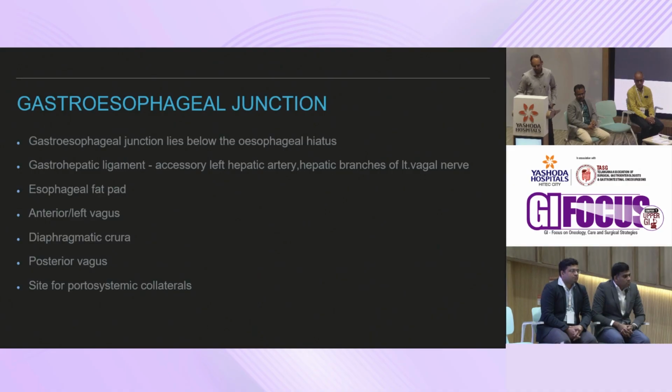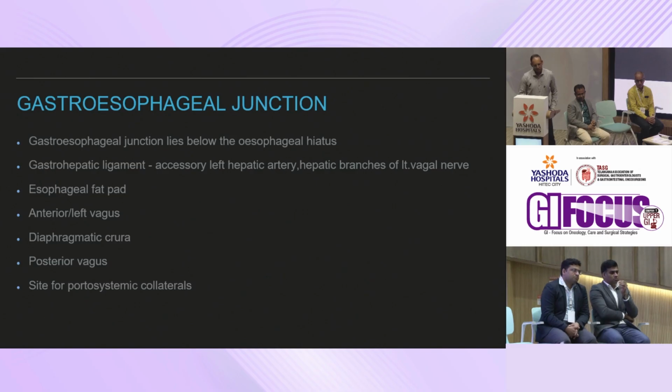So the GE junction, we know it lies at the hiatus. The main structure that we need to pay attention to when we are dissecting at the hiatus is the gastrohepatic ligament. As we all know, it has the accessory left hepatic artery. And in some patients, 3% of patients can have a replaced left hepatic artery that arises from the left gastric artery. And also the hepatic branches of the left vagal nerve.